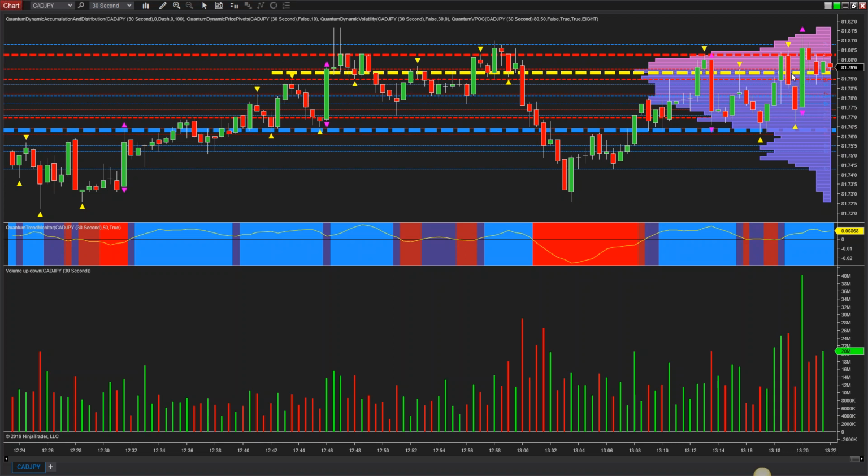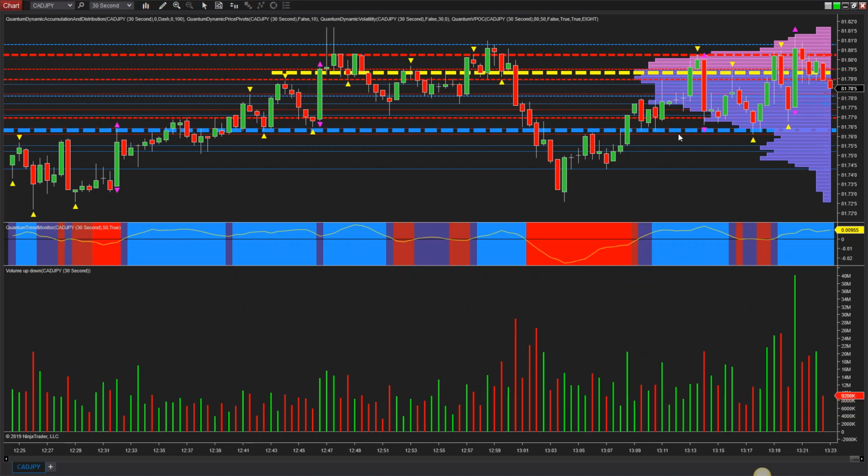It's also confirmed by the fact that we're trading around the VPOC indicator anyway. This is the volume point of control, so we know we're in for a congestion period. And bear in mind this is a 30-second chart, but all the principles are exactly the same, whether this was a 1 minute, 5 minute, 10 minute, doesn't matter. The principles are exactly the same.